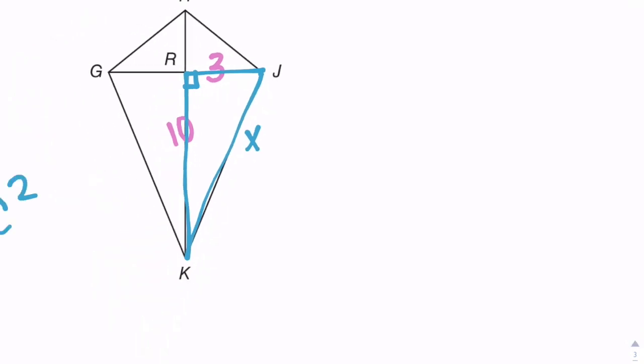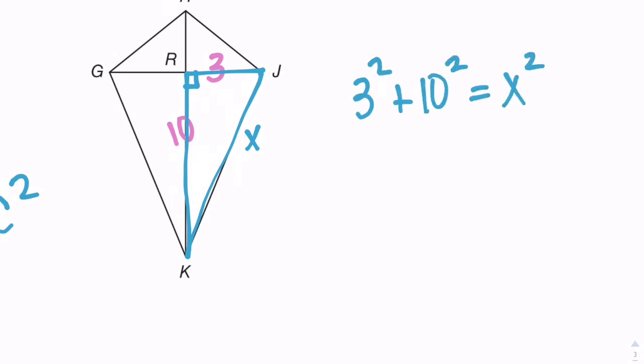So if we call this X, 3 and 10 are my legs. 3 squared plus 10 squared equals x squared. And if you go to try to solve that, that's 9 plus 100 equals x squared.